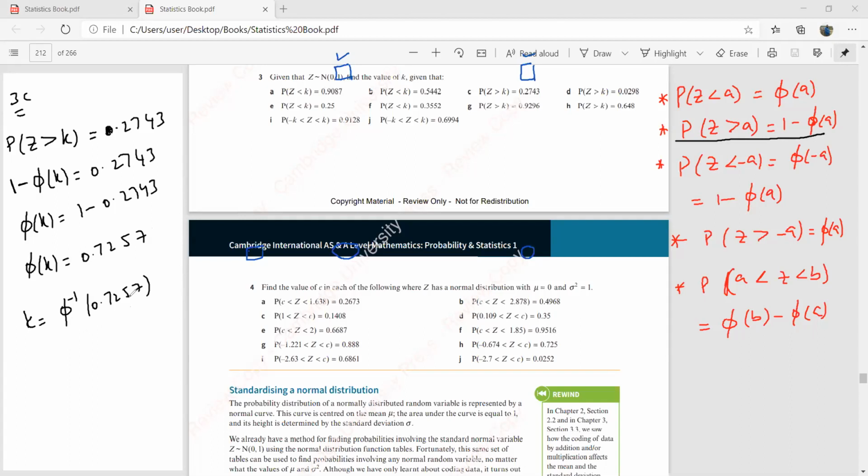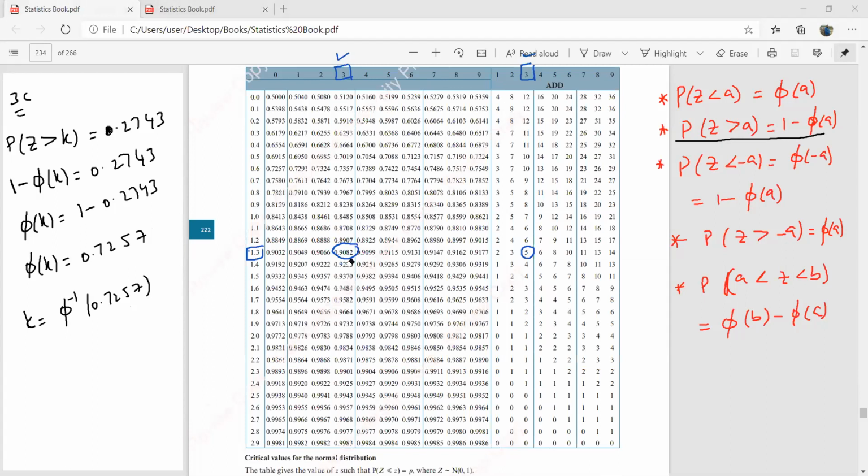So let's go to the table and see where we have this. Where to find 0.7257? Oh, I have exactly the same value over here. So that is 0.60. That's it. So this K is going to be 0.60. You can write a zero over here if you want to keep this correct to three significant figures. Yes, guys, any question here?